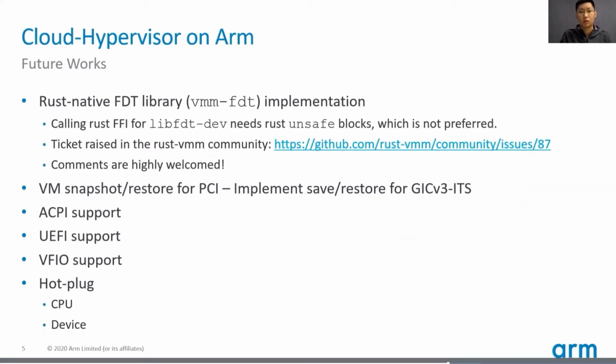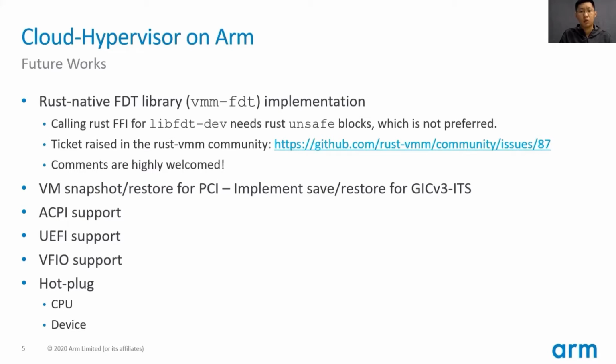So, the previous slides have summarized the work we have done so far. Future work on ARM platform includes some code redesign and feature parity on AArch64. Currently, the code to generate FDT is based on the Rust foreign function interface, which depends on a C library. Calling a Rust FFI for C functions needs Rust unsafe blocks, which is not preferred. To address this problem, both the Cloud Hypervisor and the rust-vmm community have suggested that we could probably implement a dedicated FDT creator in Rust, and any design comments are highly welcome on the GitHub issue.